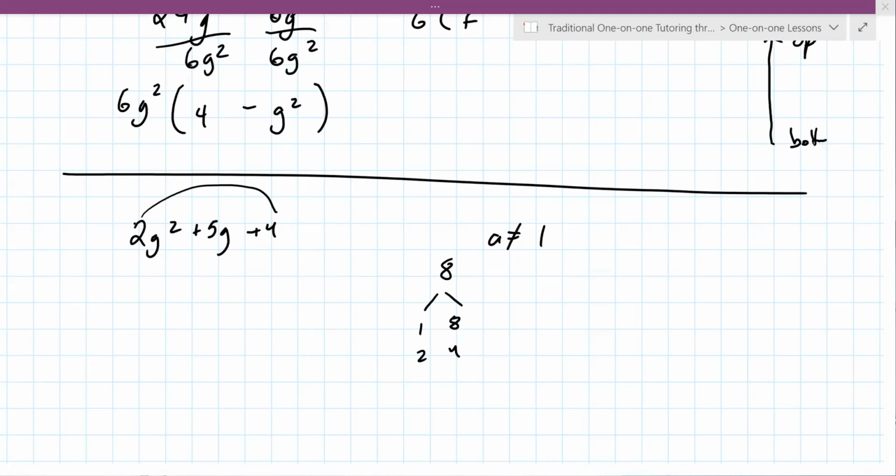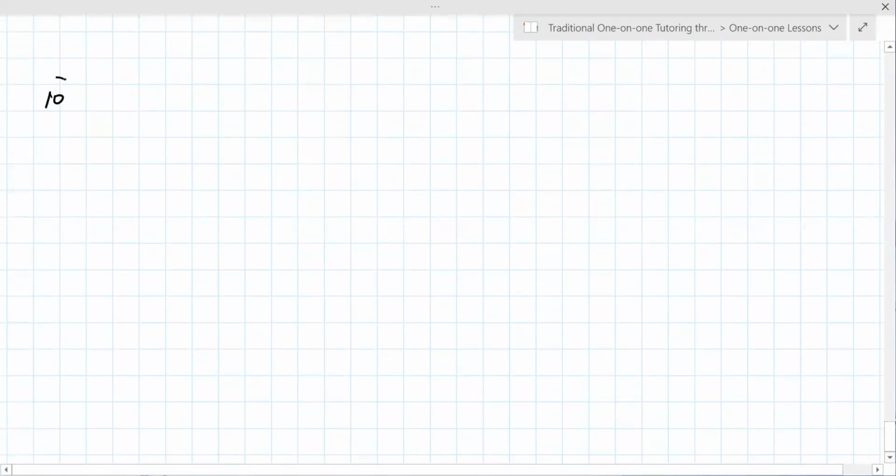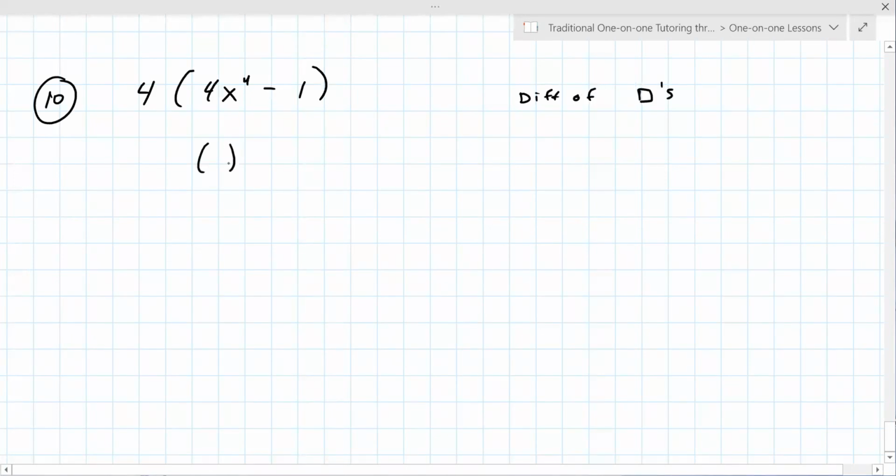So similarly, we have to look at the last grouping here for number 10. Kind of go through them all here. 10. So 4 times 4x to the 4th minus 1. All right, so this one is actually difference of squares. And you're like, how is it difference of squares? So you've got to figure out what squared minus what squared gets you back to this line right here. And the 4 on the outside just comes down. It's not part of it.